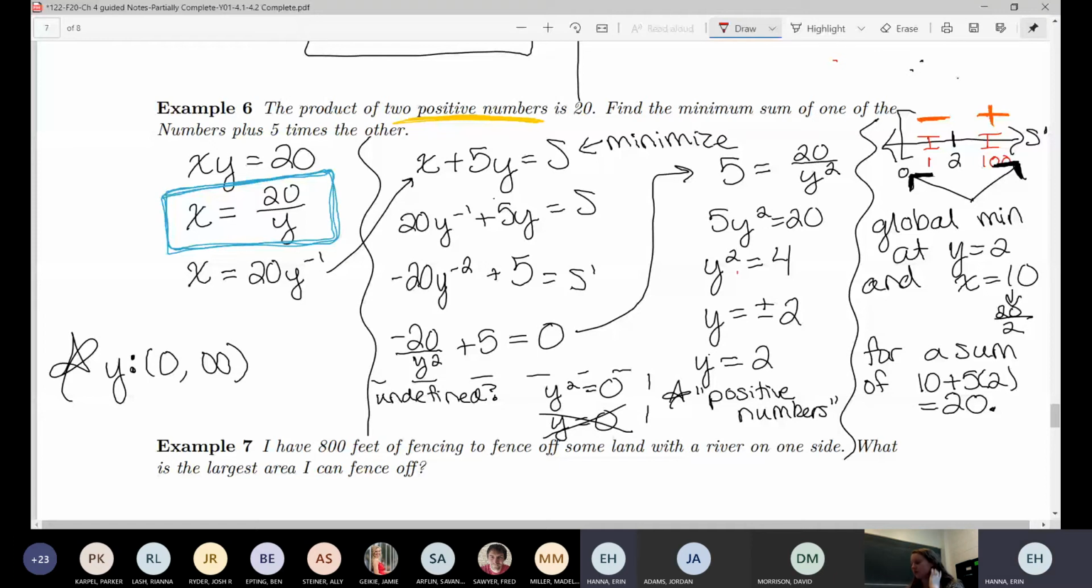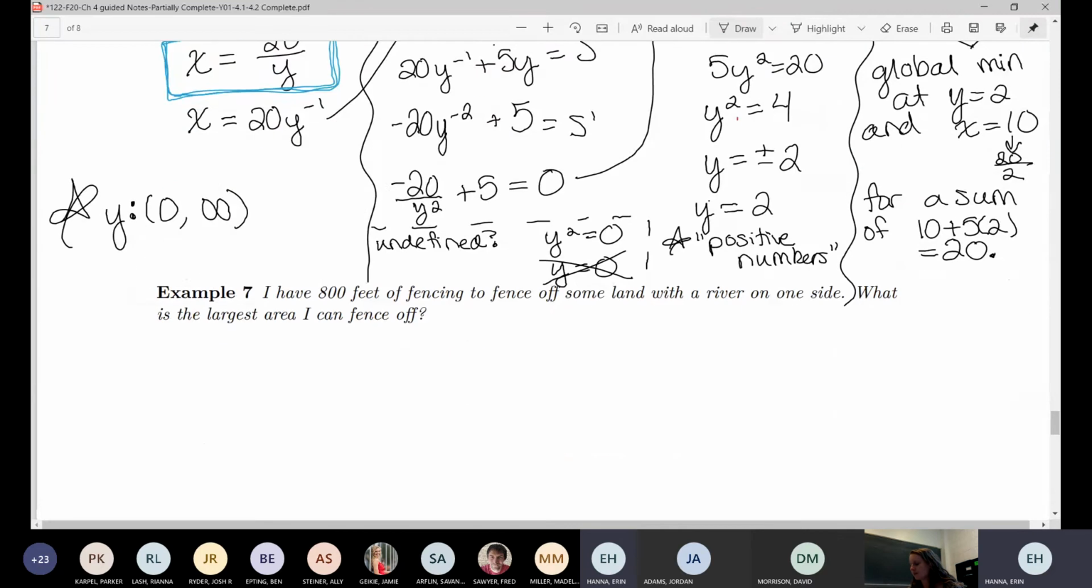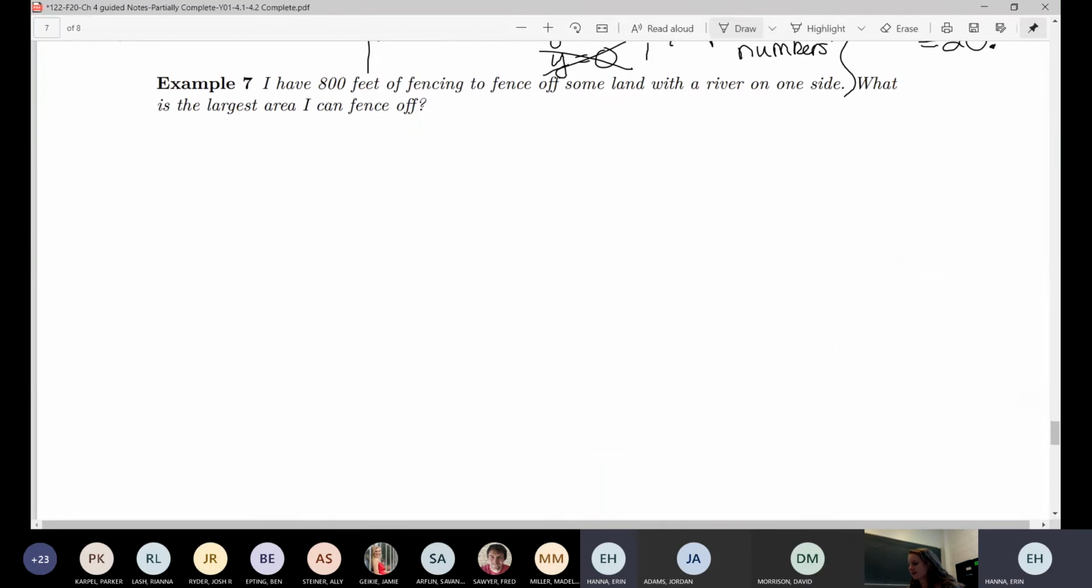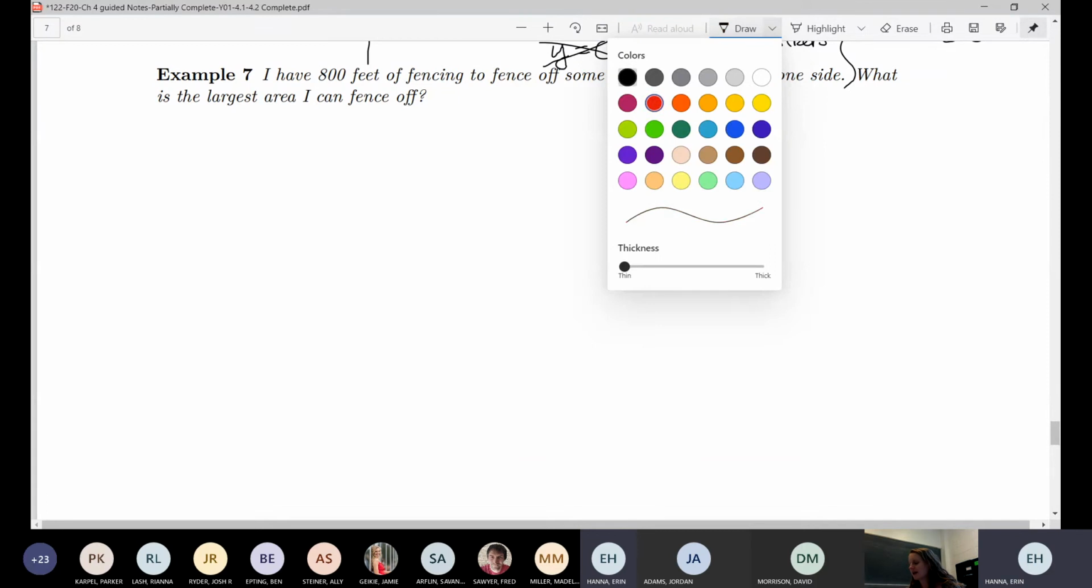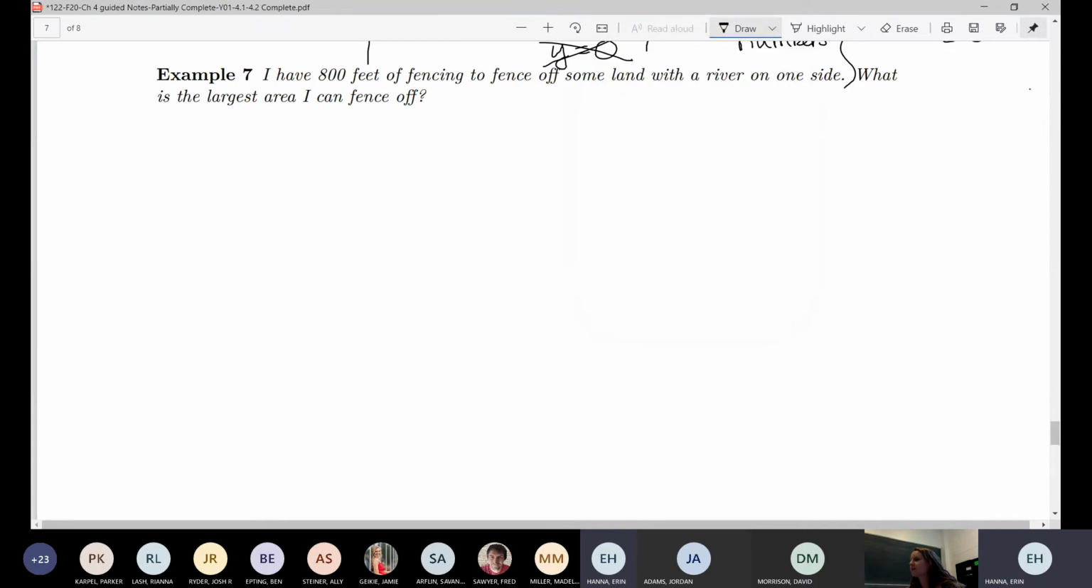So this next one is a very popular one. Pretty much any calculus class you'll ever take will do an example like this. Maybe not any calculus class, but I'm pretty sure there's one of these on your homework. I also think there's one like the one we just did on your homework. But anyway, we have 800 feet of fencing to fence off some land with a river on one side. What is the largest area we can fence off?